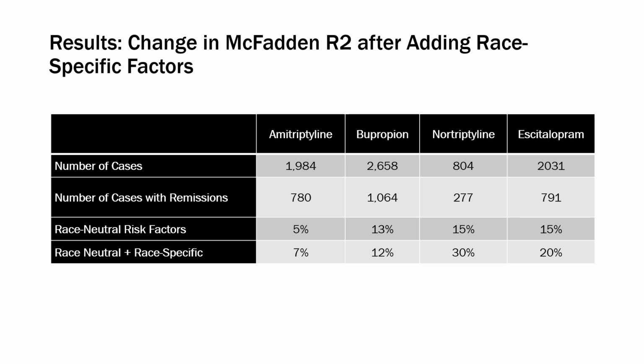For nortriptyline, 804 cases, 277 remissions, but boy, look at this. Race-neutral risk factors, the McFadden R-squared goes from 15% to, when we add race-specific risk factors, it doubles to 30%. So obviously, for this medication, the response depends on the race. For escitalopram, there were 2,031 cases, 791 remissions. The McFadden R-squared was 15% for race-neutral predictors, and for the combination of race-neutral and race-specific, the McFadden R-squared was 20%. Again, a big improvement in accuracy.